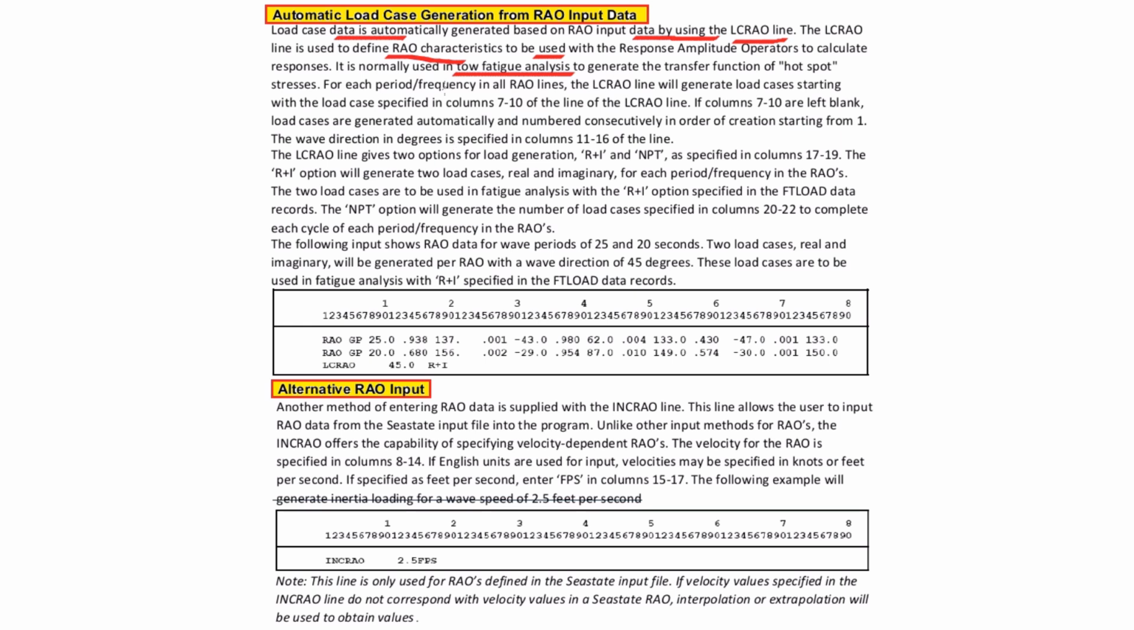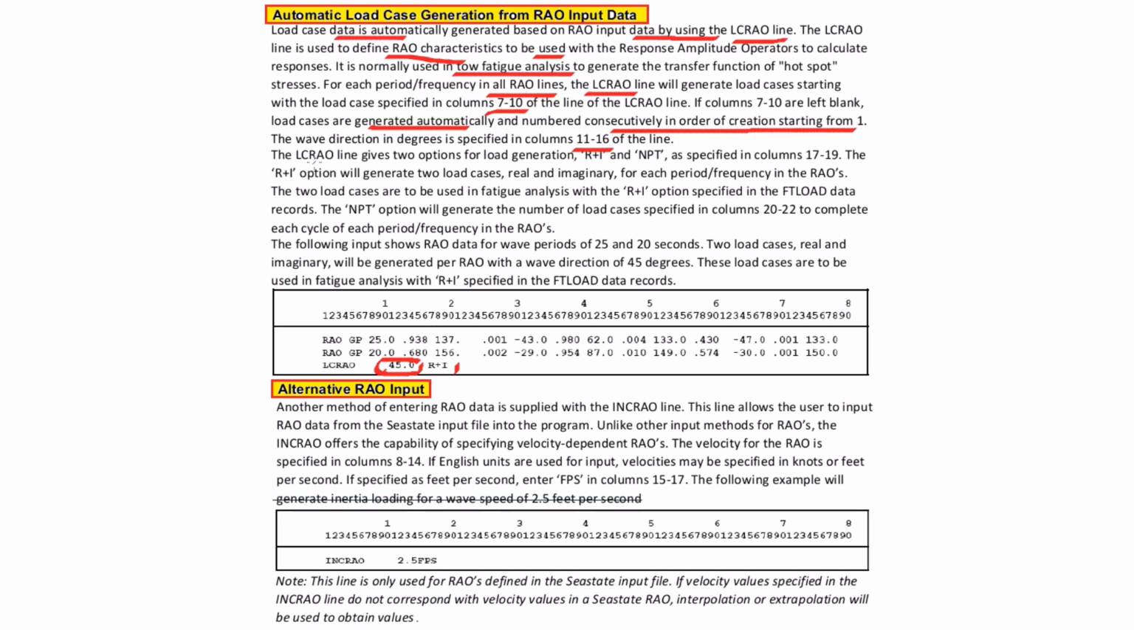For each period or frequency in RAO lines, the LCRAO line will generate load cases starting from the load case specified in columns 7 to 10 of the LCRAO line. For example, here it's 45 degree R plus I. That's the load case analysis. If columns 7 to 10 are left blank, the load cases are generated automatically, numbered consecutively in order, starting from 1. The wave direction in degrees is specified in columns 11 to 16 of the line. So here 45 might be the wave direction.